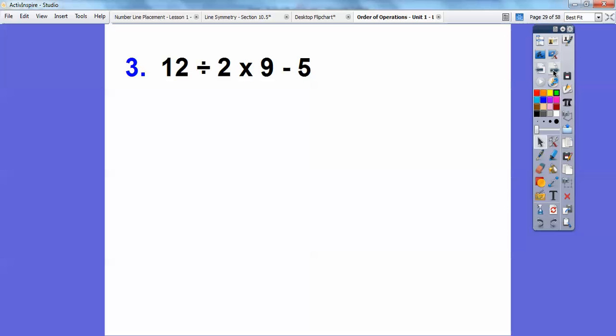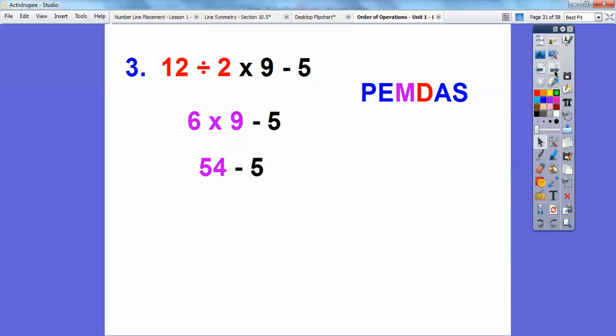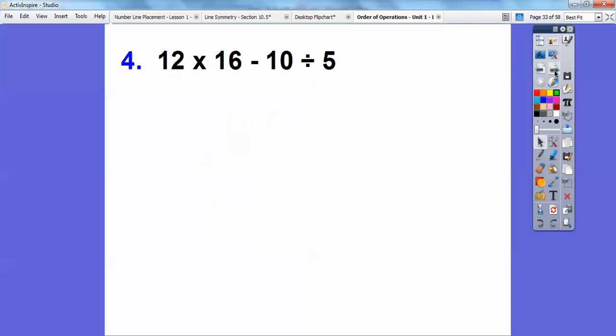All right, PEMDAS says I've got to do the division first. Remember, multiplication and division go hand in hand, whichever comes first when I'm reading it from left to right. So when I go through, the division comes first. 12 divided by 2 is 6. Now I can do the multiplication next. 6 times 9 is 54. And then I can subtract, 54 minus 5 is 49. Okay, did you get it? Let's try another one. Pause it and you try it.